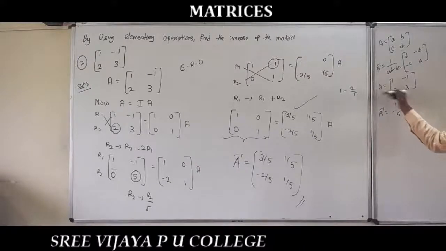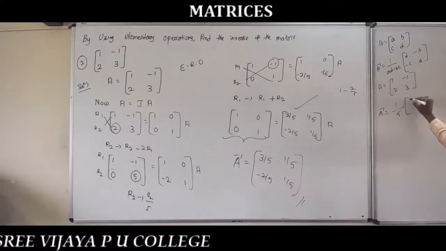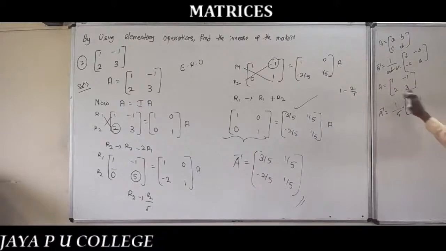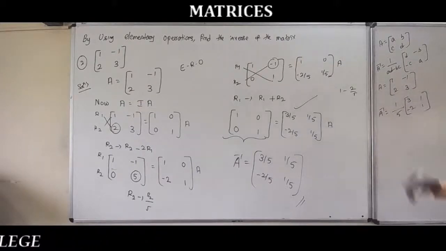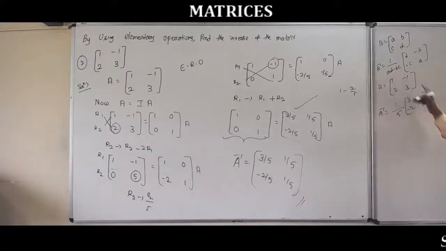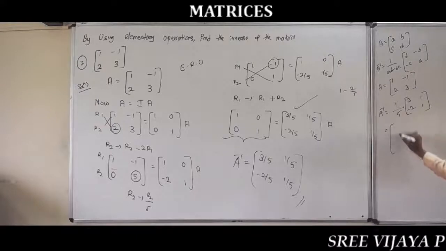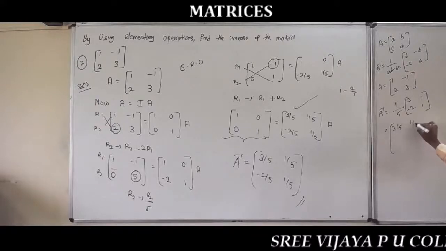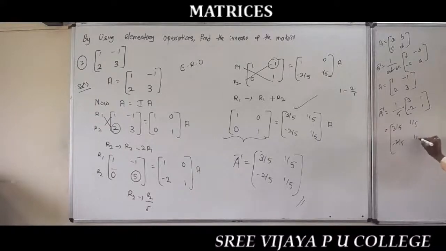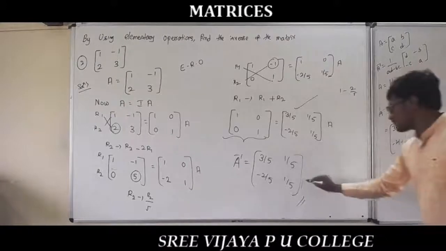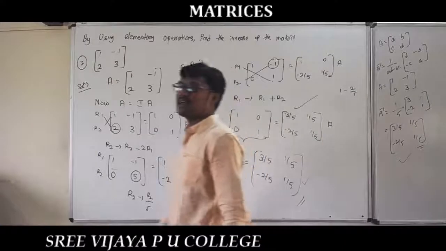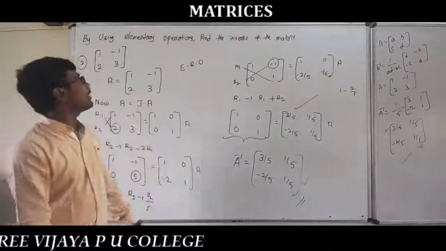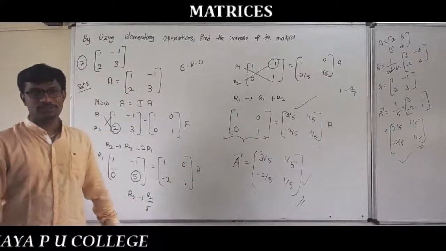Now A and D will interchange, and for B and C the sign will change. Minus 1 becomes plus 1, plus 2 becomes minus 2. So 3 and 1 are interchanged, minus 1 becomes plus 1, plus 2 becomes minus 2. Divide by 5: 3 by 5, 1 by 5, minus 2 by 5, 1 by 5. See here, this and this are both the same. This is how you can find the inverse of a matrix by using elementary operations.